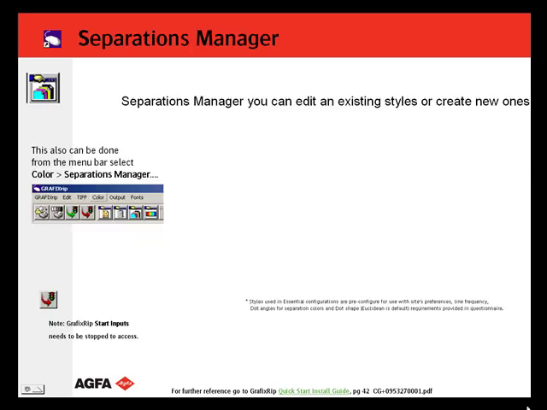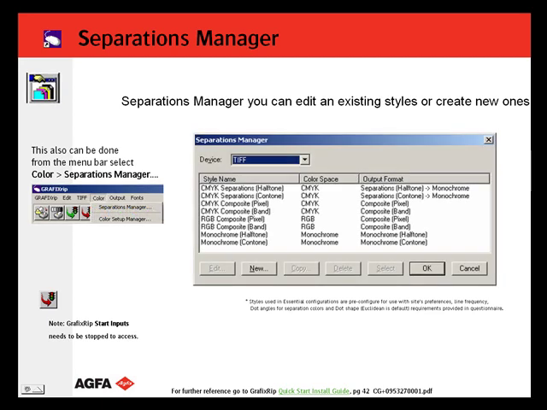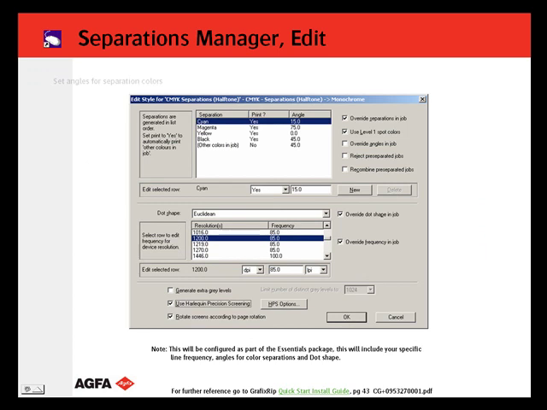Separations Manager. You can edit an existing style or create new ones. All required styles have been pre-created and are part of the essential workflow. CMYK Separations Halftone and Monochrome Halftone are used. Select the style and edit. This will allow you to edit the angle of the separations along with the dot shape and the line frequency.